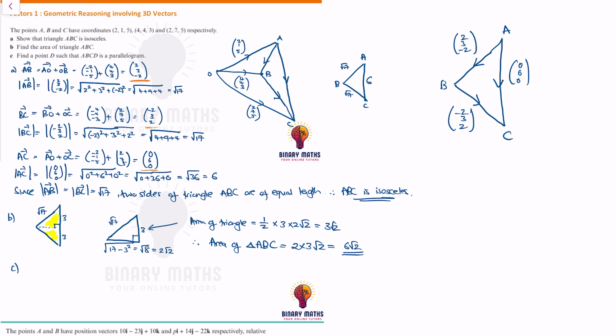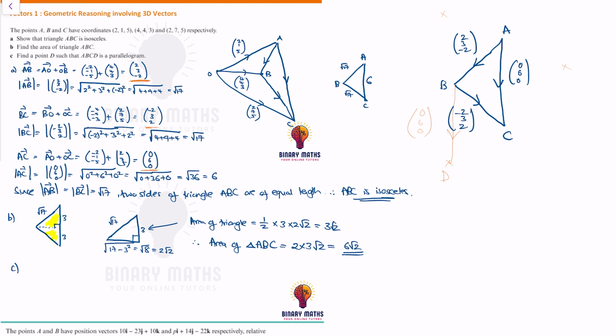So D can be either here, here, or there. So there are 3 different possibilities. We're going to go with this one. If I want to find this one here, one possibility is, because it's parallel to (0, 6, 0), I need to travel from B by (0, 6, 0) to get my answer for D. So this is D. This is a possible answer for D.